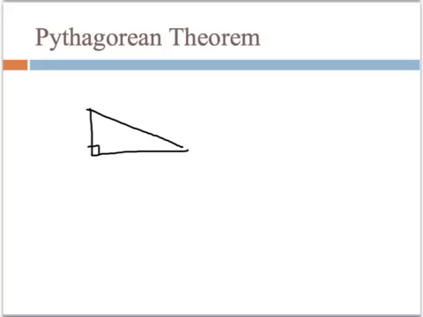Okay, I'm going to label my sides now. And the side that is opposite of the 90-degree angle is typically side C. And of course C is our hypotenuse. Then the legs, we can call them A and B.